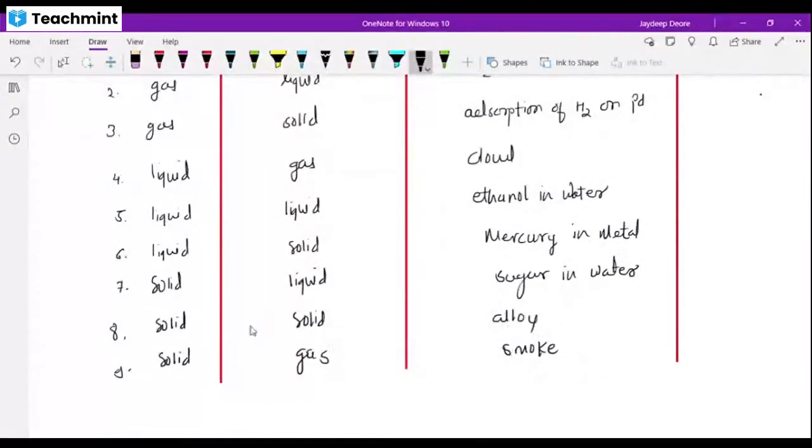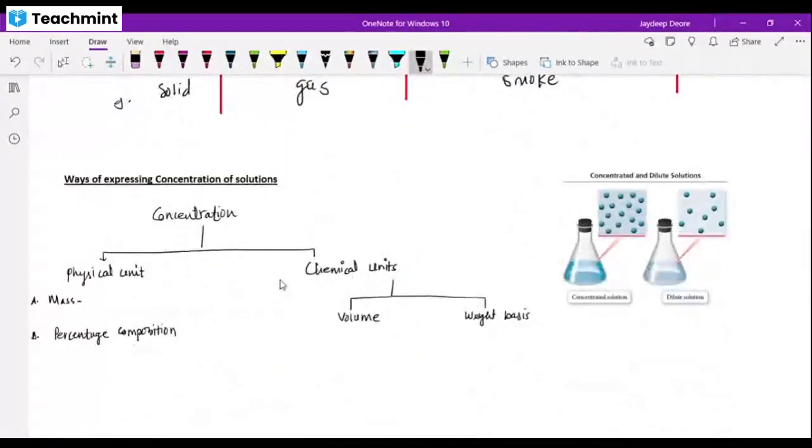Okay. So now let us consider how concentration is expressed.